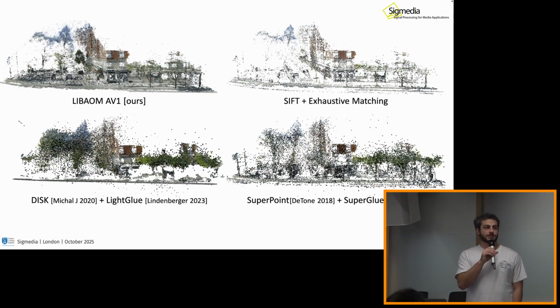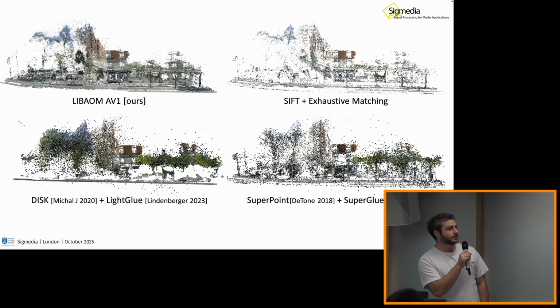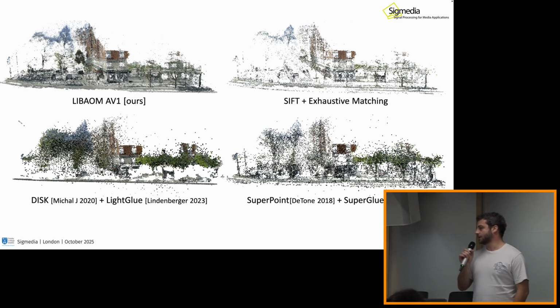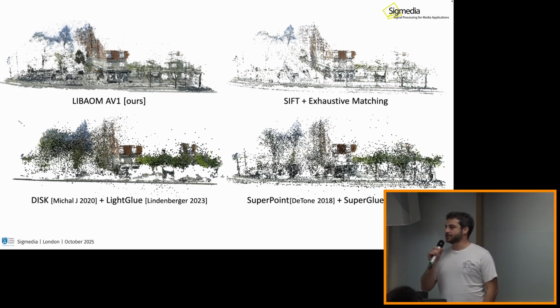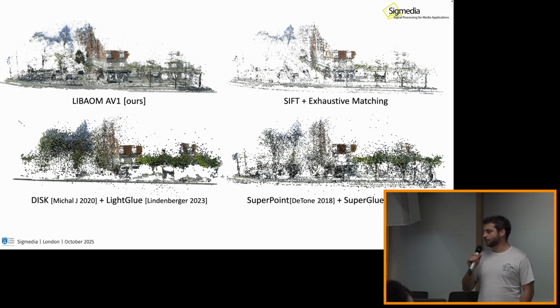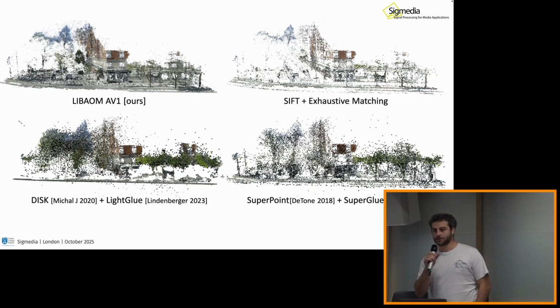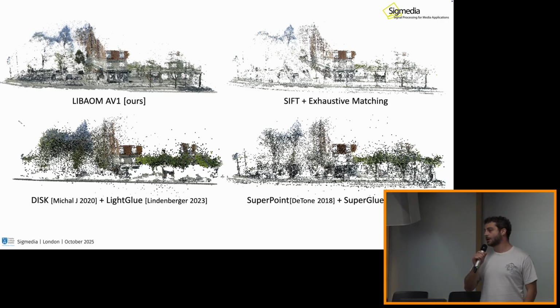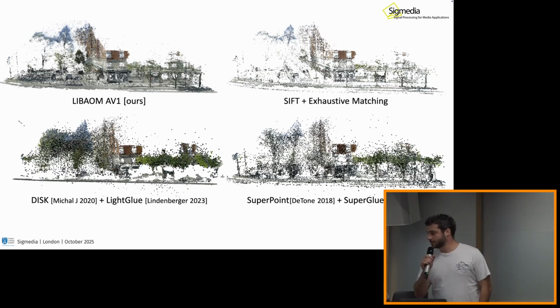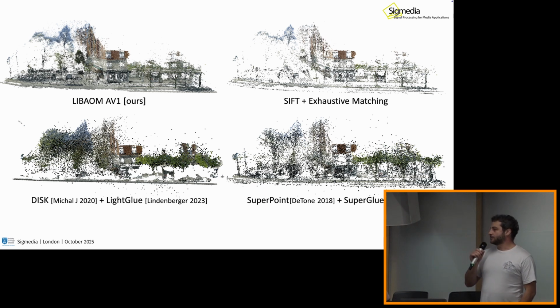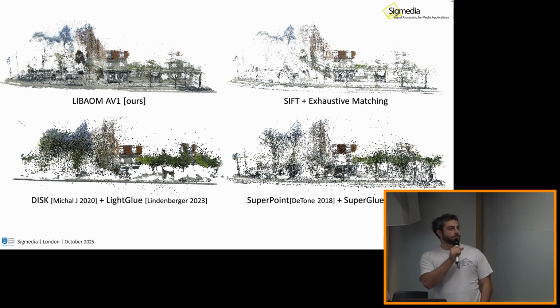Top right is the classic one, SIFT key points and exhaustive matching. On the bottom, we have two deep learning techniques. One called DISK for the key point detection and LightGlue for matching, and SuperPoint and SuperGlue. First thing we could tell is that we have way more 3D points than any other solutions.